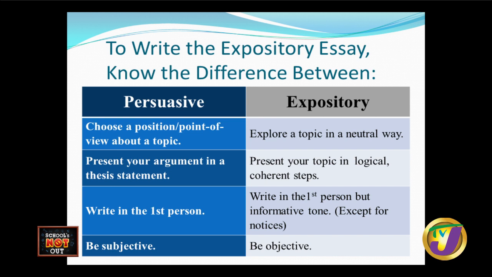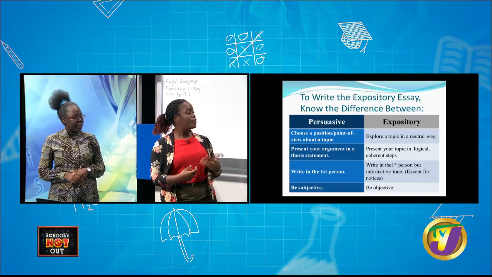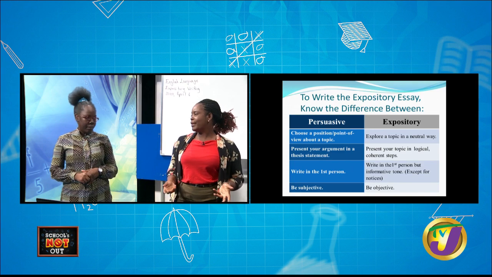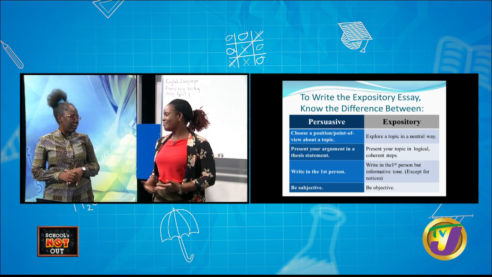All right, so for the persuasive writing essay, you should choose a position or a point of view about a topic. So in this essay, you have the option of giving how you feel, your idea, your side. Okay, and for the exposition, you're going to be exploring a topic in a neutral way. So no hard feelings. No side.